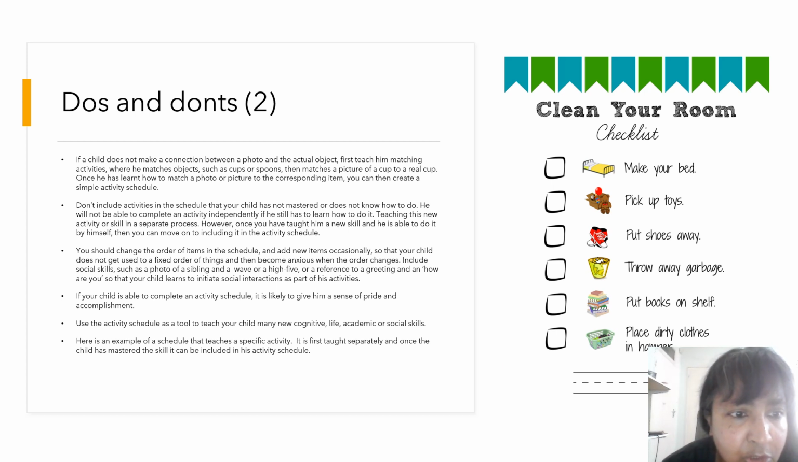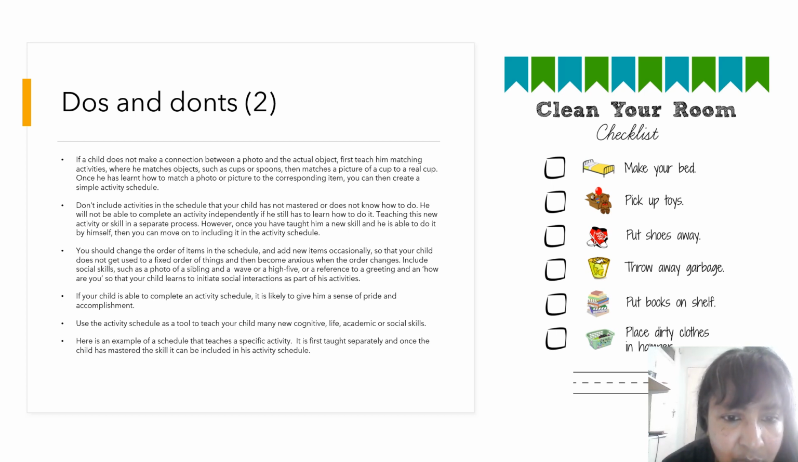You should also include social skills in the schedule, such as, for example, a photo of a sibling and a wave or a high five, or a reference to a greeting and a how are you, so that your child learns to initiate social interactions as part of his daily activities. If your child is able to complete an activity schedule, it is likely to give him a sense of pride and accomplishment and purpose. Use the activity schedule as a tool to teach your child many new cognitive, life, academic, or social skills.